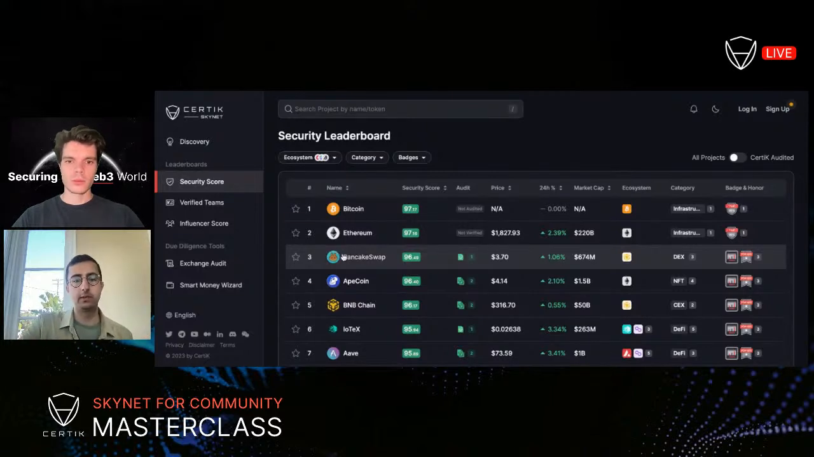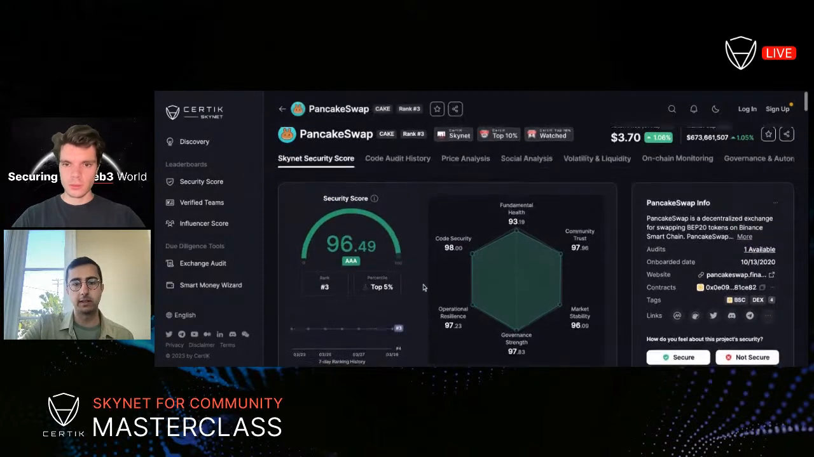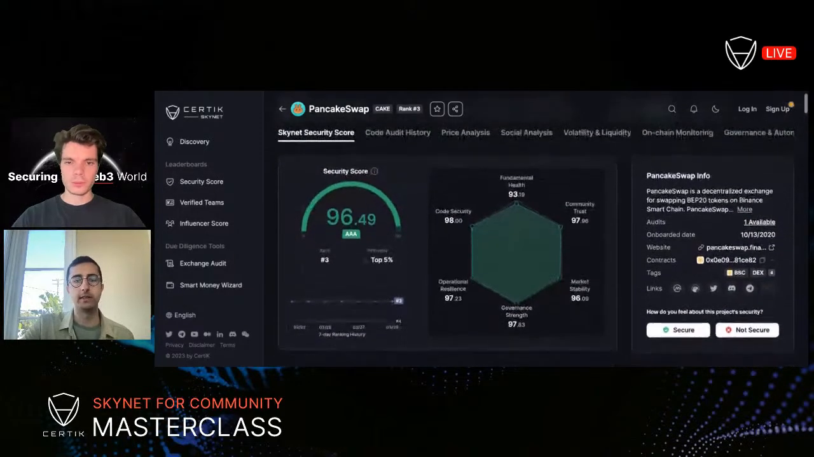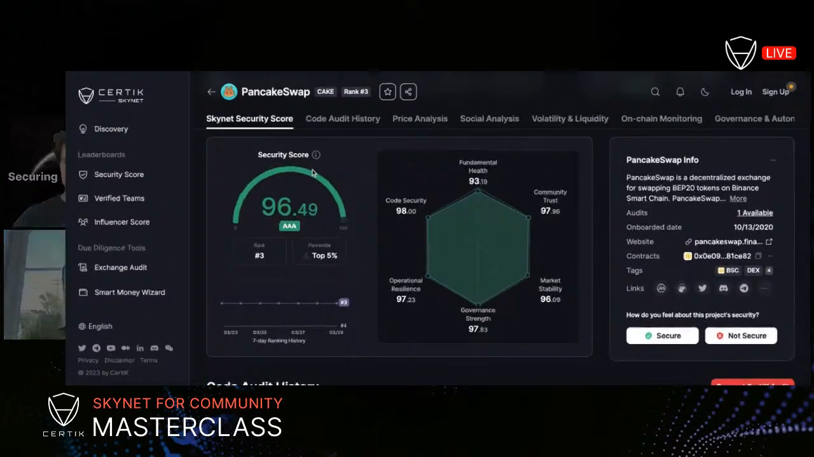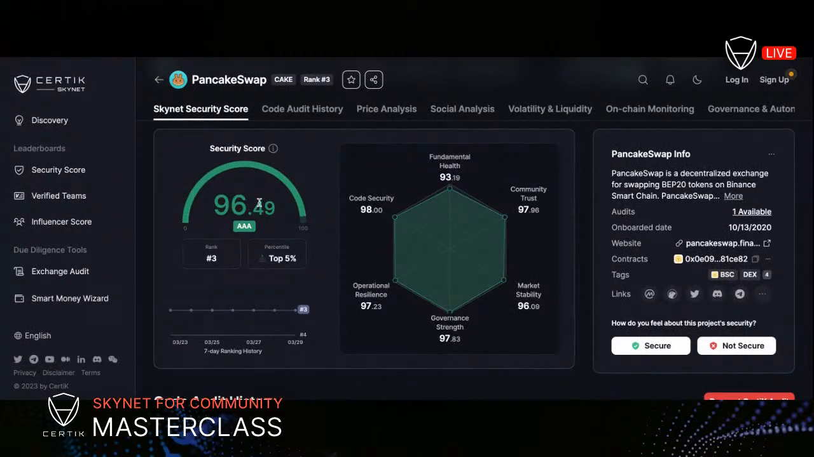So what we've done is we built out a full methodology that considers both on-chain and off-chain factors related to security. And I'll open up one of the projects so we can talk a little more specifically about what those different categories are. So anytime you click on a project's profile, you can see their security score here. But I think security score as just a pure number is sometimes a little bit misleading, or not super easy to understand. So we've also included some additional context for users to understand, okay, this project is a 96.49.